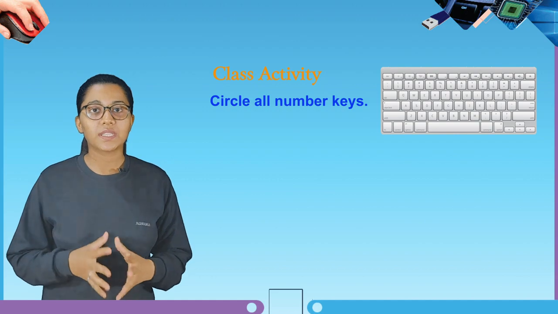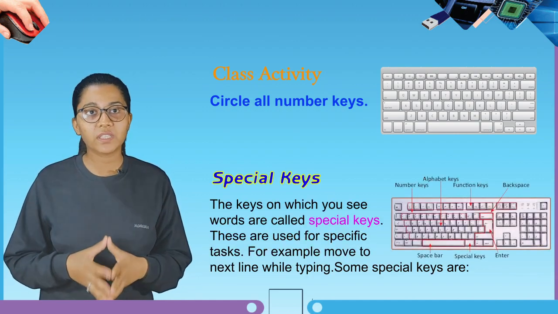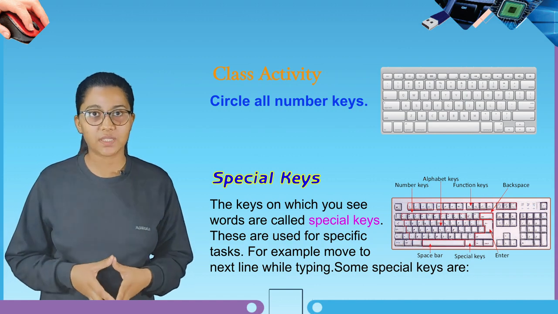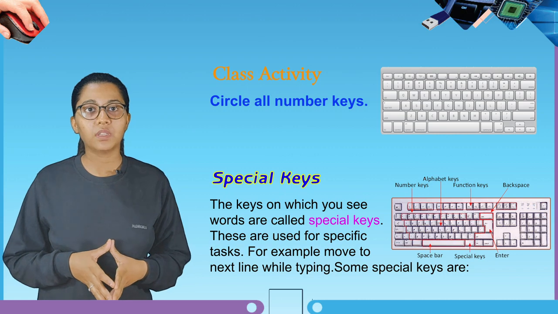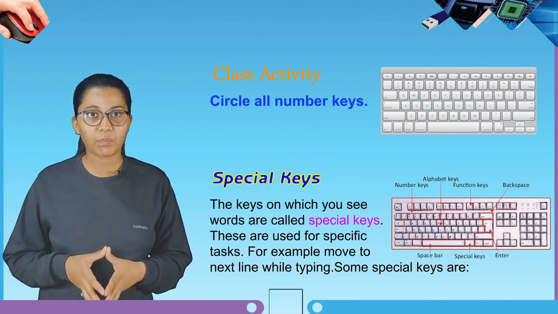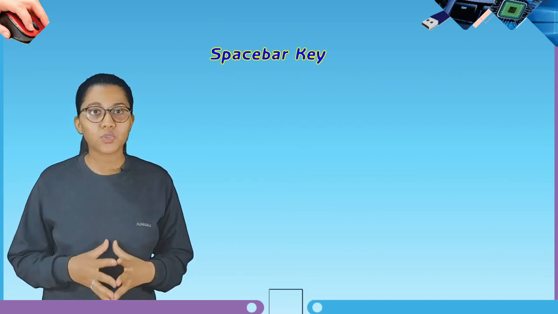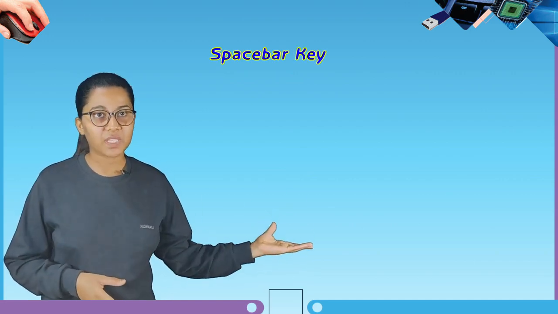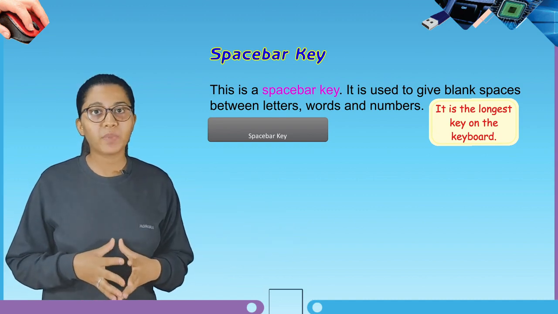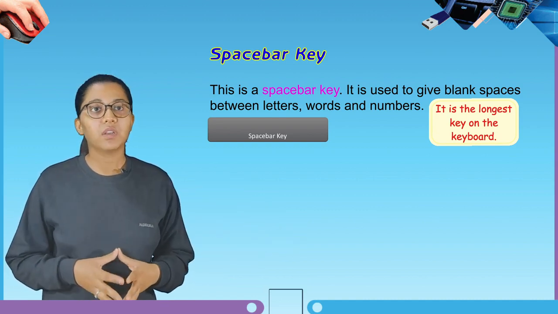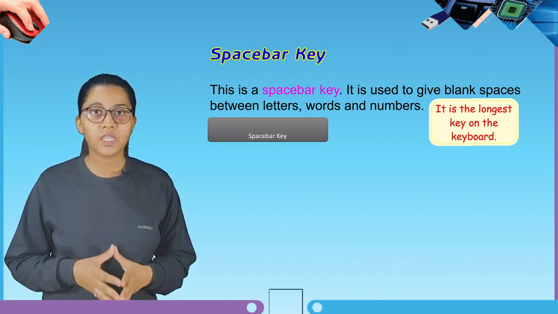Let's learn about special keys. The keys on which you can see words are called special keys. These are used for specific tasks, for example, moving to the next line while typing. Some special keys are the spacebar key. Here you can see a spacebar key. It is used to give blank space between letters, words and numbers. It is the longest key on the keyboard.